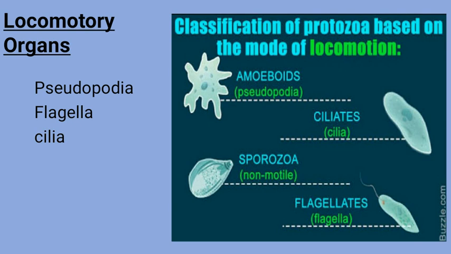Let's talk about the locomotory organs of phylum Protozoa. Basically, Protozoa move by means of pseudopodia, for example Amoeba, or by means of flagella, for example Chlamydomonas and Euglena. Then there are some ciliates which move by means of cilia, for example Paramecium. And some Protozoa are non-motile, for example Sporozoa.